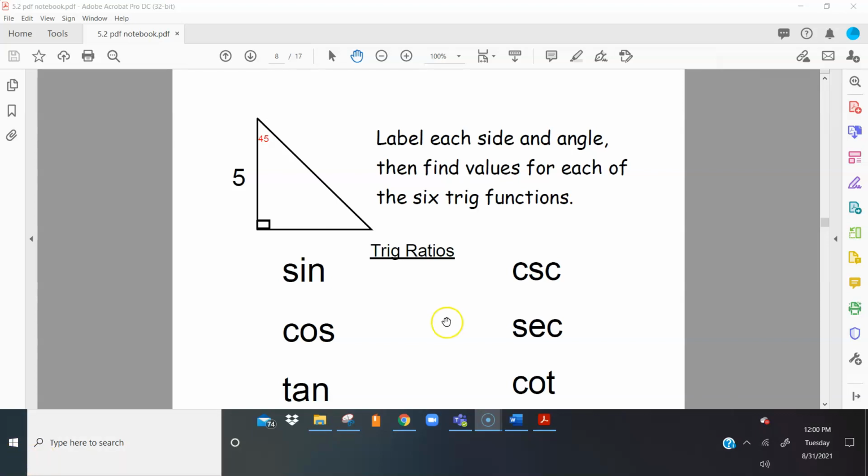So here's a special right triangle with an angle of 45 degrees. Take yourself a moment and jot this particular problem down, and then we'll work through it together. We will label all of our angles and all of our sides, and then we will find the 6 trig functions for this triangle. Remember that you can pause the recording at any time for this.